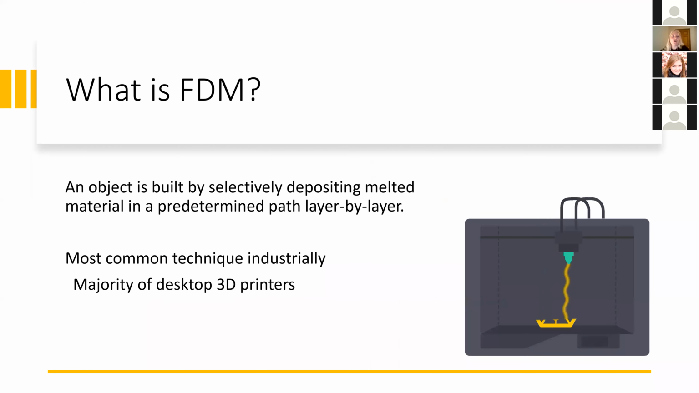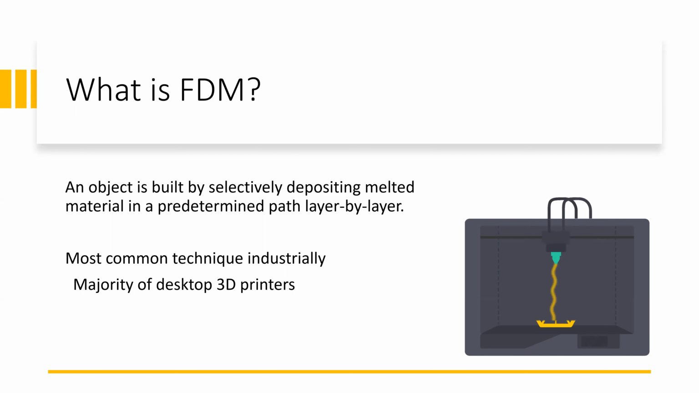So first of all, FDM is when an object is built by selectively depositing melted material in a predetermined path layer by layer. And it's the most common technique industrially, and it's one of the most common techniques domestically as well because it makes up the majority of desktop printers. This is often the first technique that people learn how to do when they first get into 3D printing.